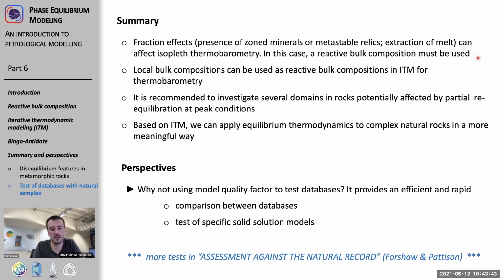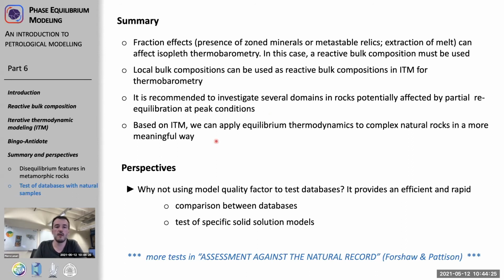If you are in one of these cases, you must use a reactive bulk composition instead of the bulk rock composition. The local bulk composition can be used when you want to investigate your rock for thermobarometry as a reactive bulk composition, and especially if you use iterative thermodynamic models. Then it is recommended to investigate several domains in a rock that are potentially affected by partial reequilibration at the peak condition, because you can evaluate the difference in model quality between the different domains. And this might tell you if some of the minerals were not reequilibrated at the peak conditions.